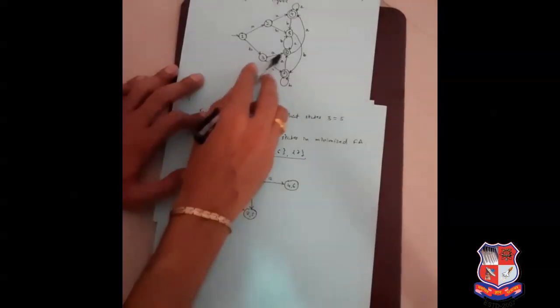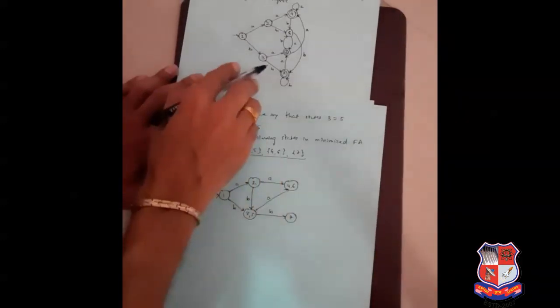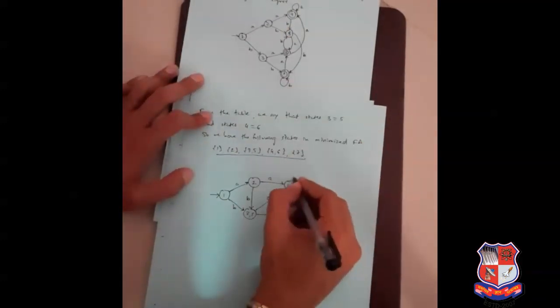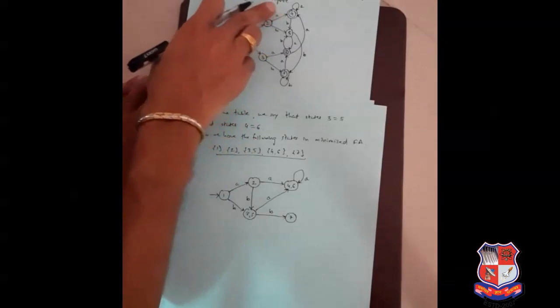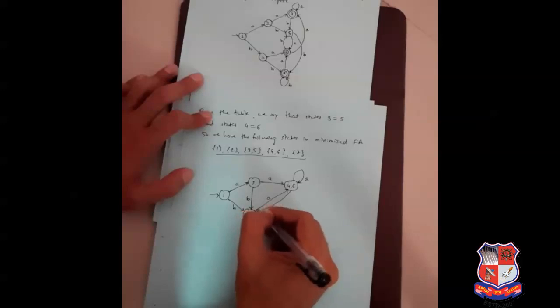Now we are going to check 3 to A. 3 to A is 6. 3 to B is 7, 7 is the new state. Now 4 to A, 4 to A is 4 itself. 4 to B is 5. Next is 7. 7 to A is 6. 7 to B is 7 itself.